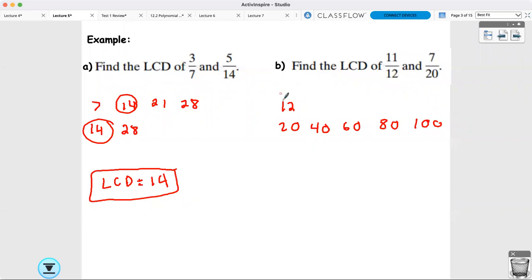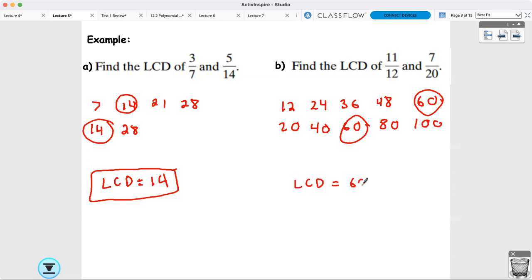Now we're going to go by 12s, multiples of 12. 12 plus 12 is 24. 24 plus 12 is 36. 36 plus 12 is 48. Now we keep doing this until we get a common one that is the same as in the 20s. 48 plus 12 is 60. And right there, we found our LCD.